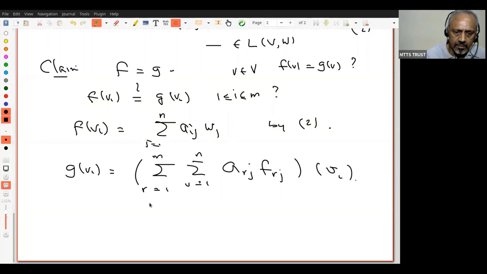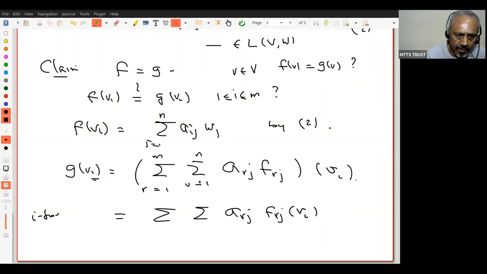Yeah, but that's very easy. That's all we did earlier. Now that is going to be a_rj f_rj acting on v_i. Now i is fixed, right? Therefore, what is f_rj v_i? That is 0 unless r equal to i. If r equal to i, what is that? That is going to be w_j.